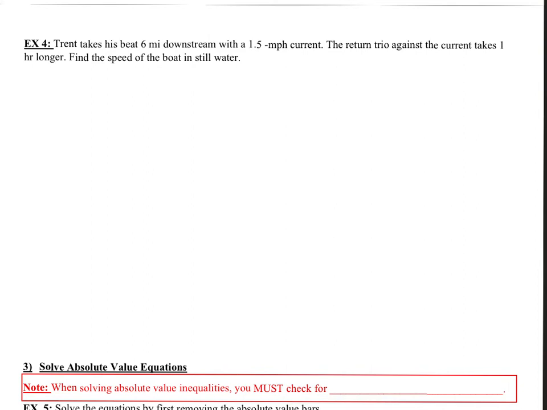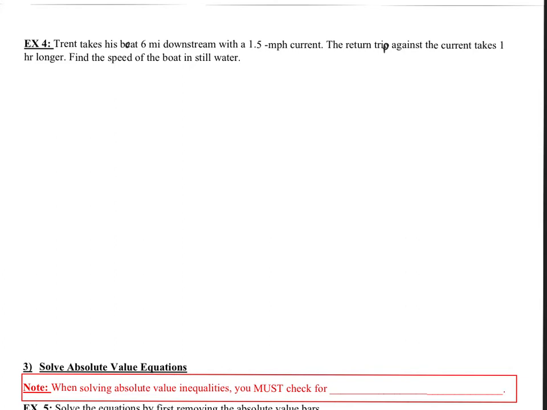Now we have another example. So this is a word problem example. Trent takes his boat 6 miles downstream with a 1.5 miles per hour current. The return trip against the current takes 1 hour longer. Find the speed of the boat in still water.